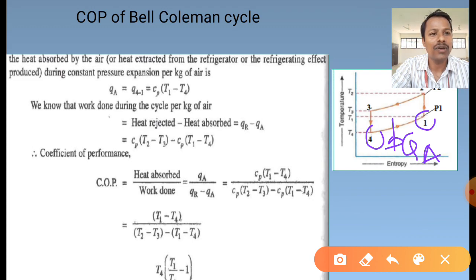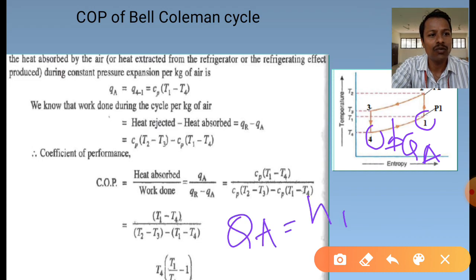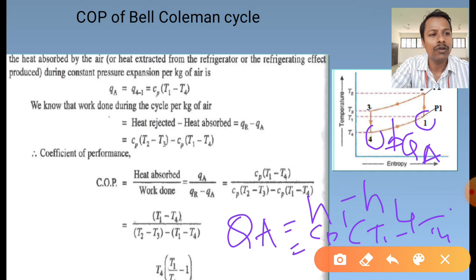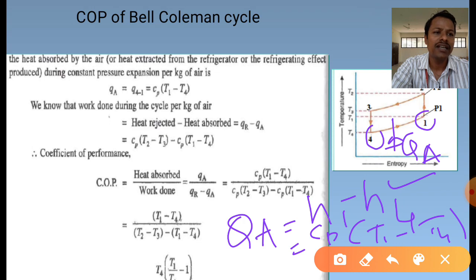So QA is equal to enthalpy at state 1 minus enthalpy at state 4. This can be written as Cp into T1 minus T4. Why am I using this equation? Because I am considering the cold chamber as a steady flow energy device. So the heat absorbed is equal to the change in enthalpy of the air. Therefore, QA is H1 minus H4, that is Cp into T1 minus T4.